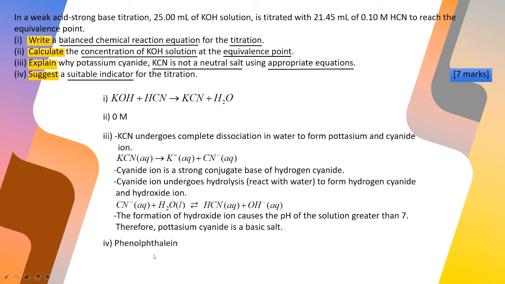Hope you all understand the questions and answers, and hope you all get my points and can answer the question as well. Thank you.